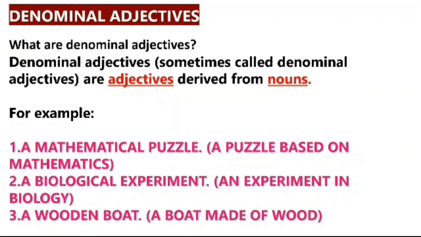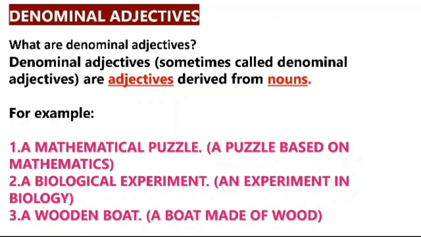So the first topic is about denominal adjectives. What are denominal adjectives? Denominal adjectives are adjectives derived from nouns. For example, a mathematical puzzle, a puzzle based on mathematics. Second, a biological experiment, an experiment in biology. Third, a wooden boat, a boat made of wood. So this is all about denominal adjectives.